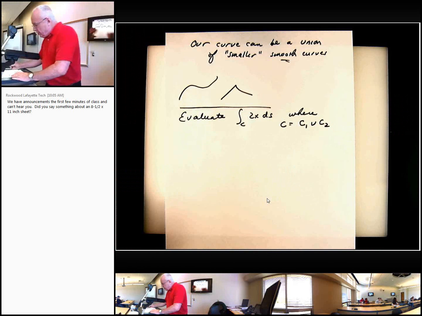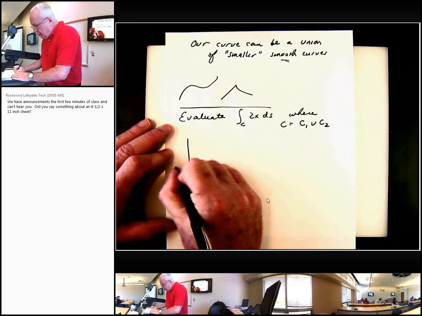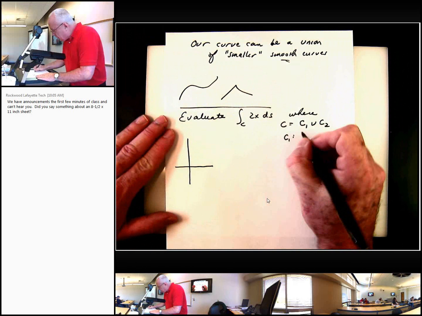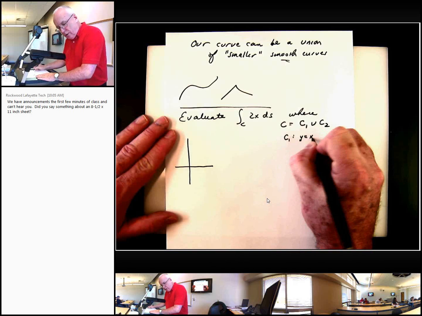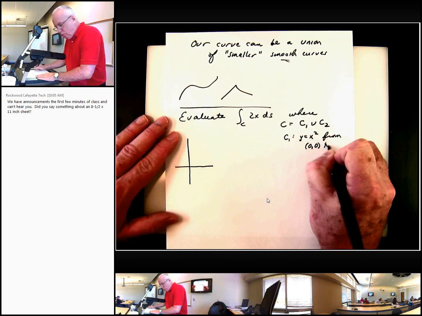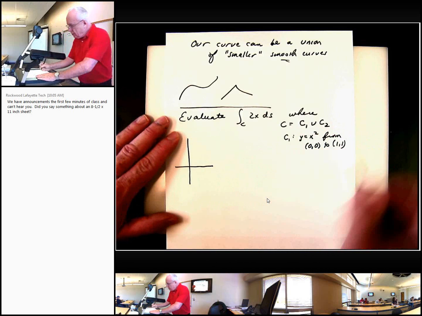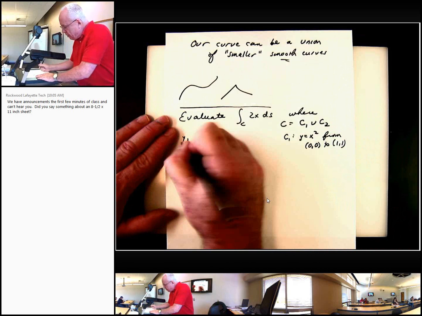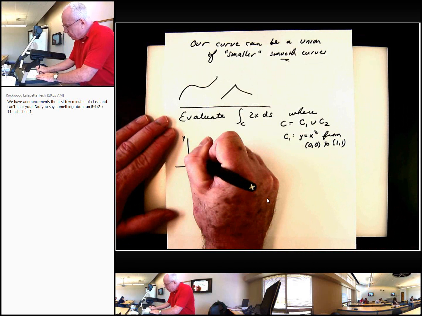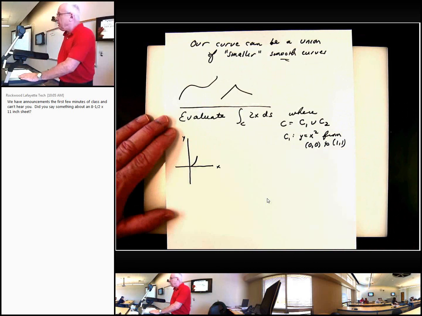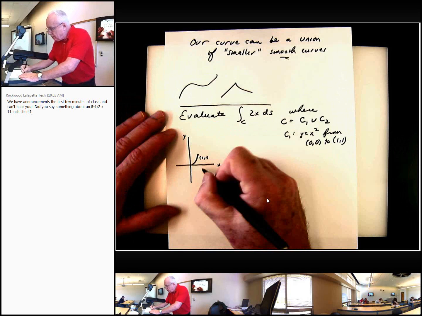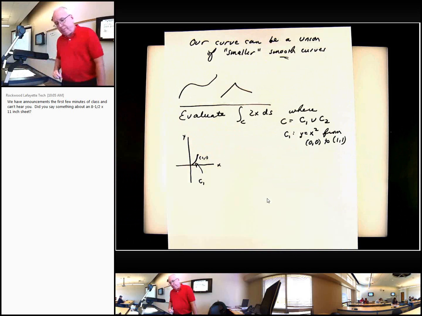Now, C1 is basically y equaling x squared from the point (0, 0) to (1, 1). So here's our xy plane. This first point is just going from (0, 0). We've got the start of a parabola, and then it stops abruptly right here at (1, 1). So that is our C1.